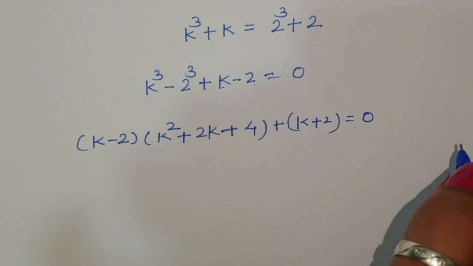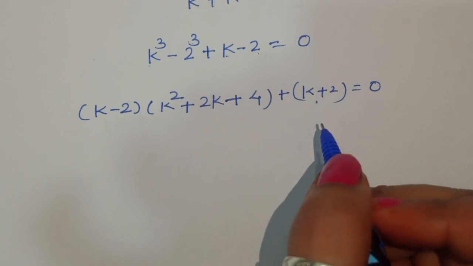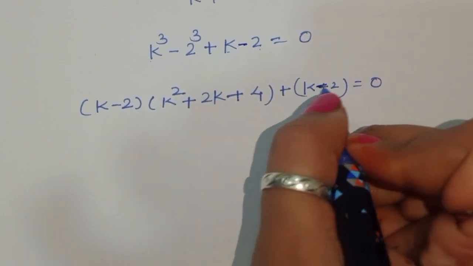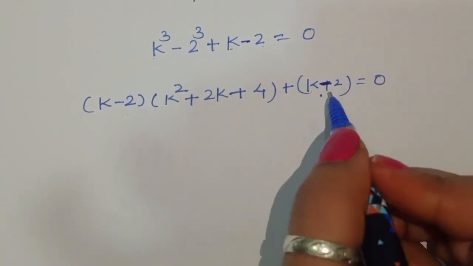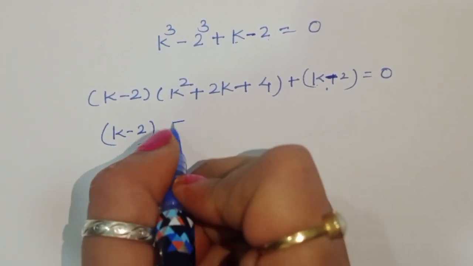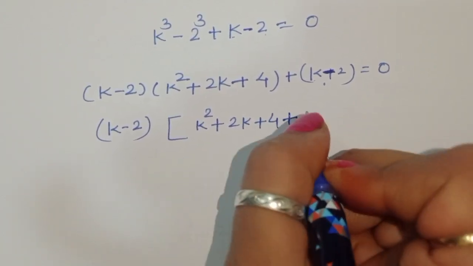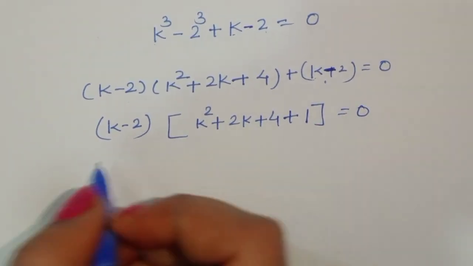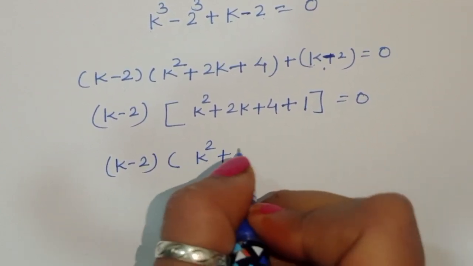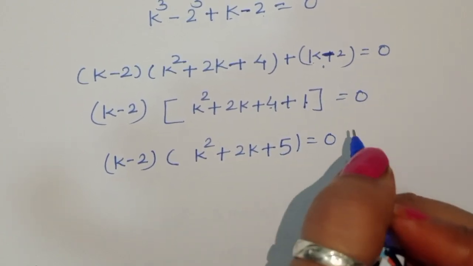is equal to 0. Now we can take k minus 2 common here. The remaining terms are k square plus 2k plus 4 plus 1, is equal to 0. So k minus 2 times k square plus 2k plus 4 plus 1, which is 5, is equal to 0.